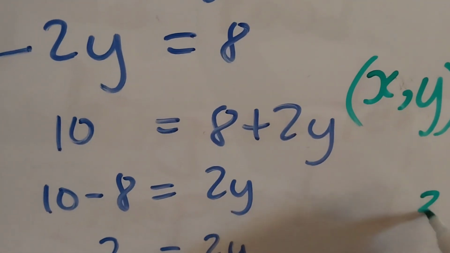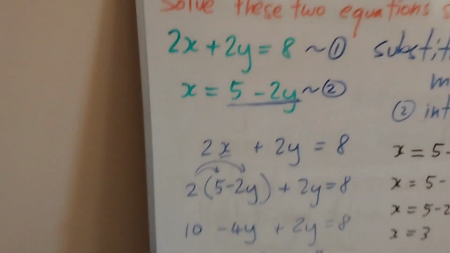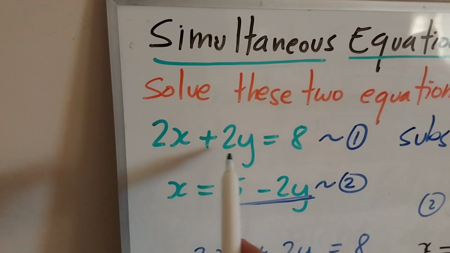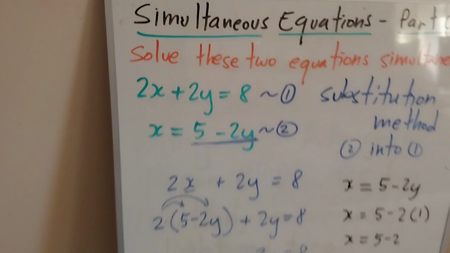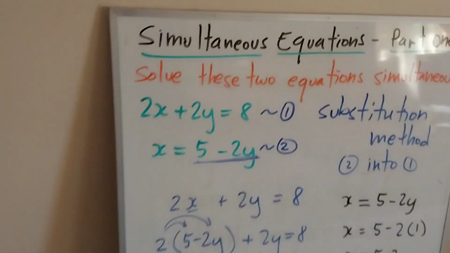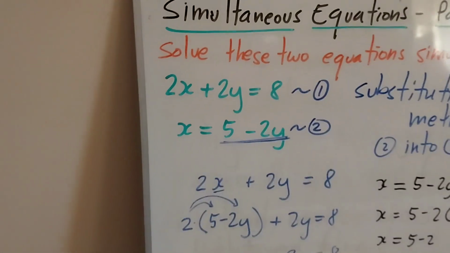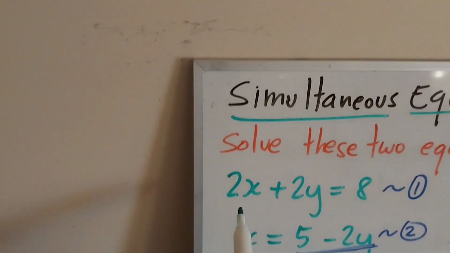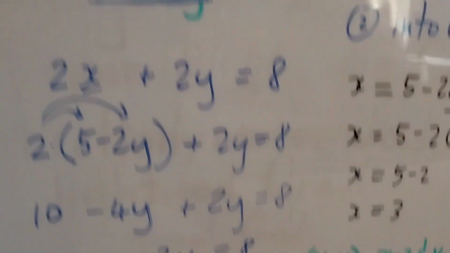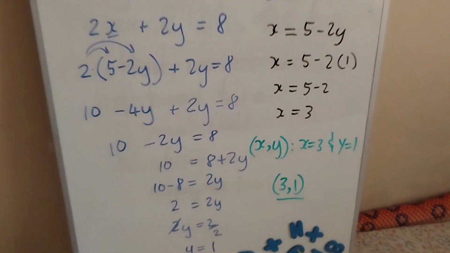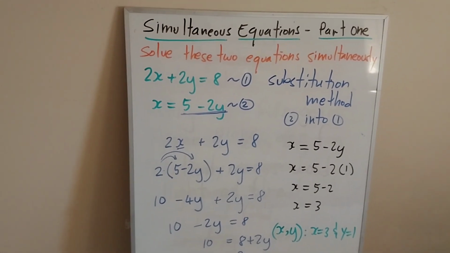Because at x equals 3 and y equals 1, at that particular point, the graphs of 2x plus 2y equals 8 and x equals 5 minus 2y will intersect. So solving the two equations simultaneously is finding the point of intersection of those two graphs. On the computer, if you generate those two graphs, you'll find that they intersect each other at the coordinate (3, 1). So I hope you've learned about solving equations simultaneously by the substitution method.